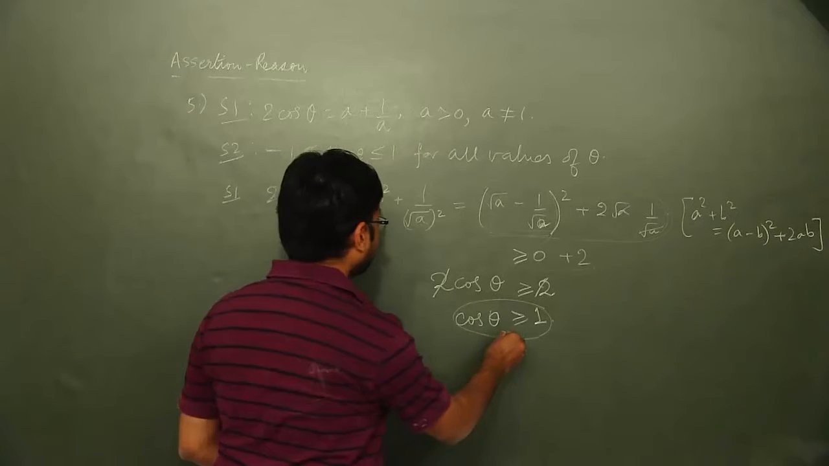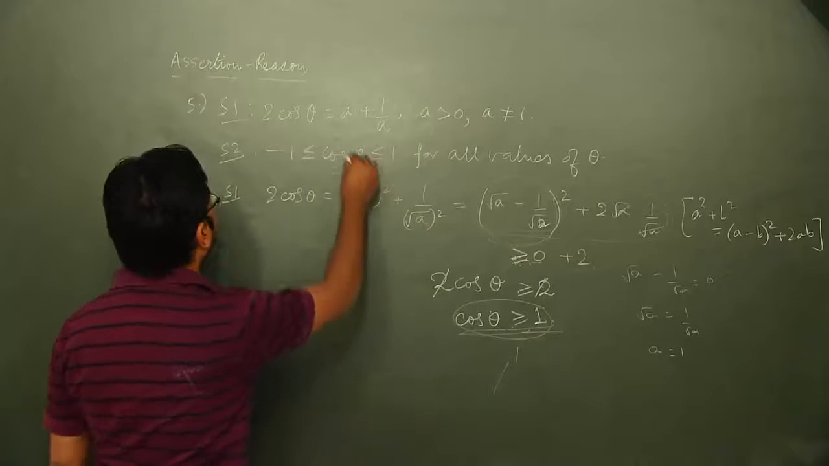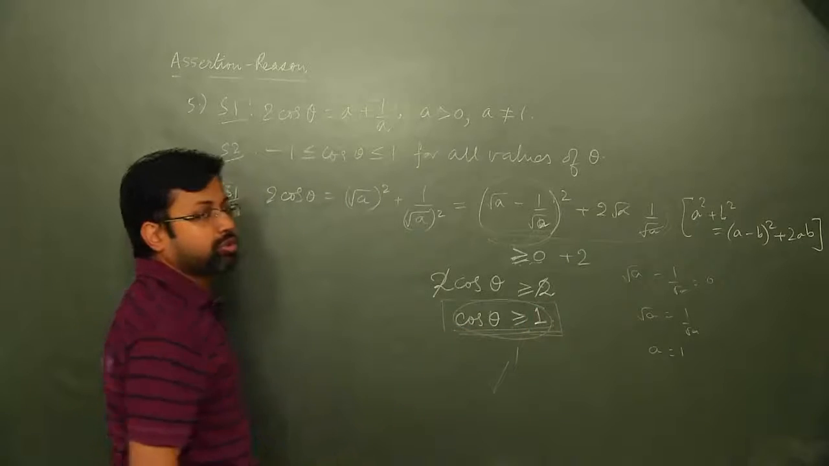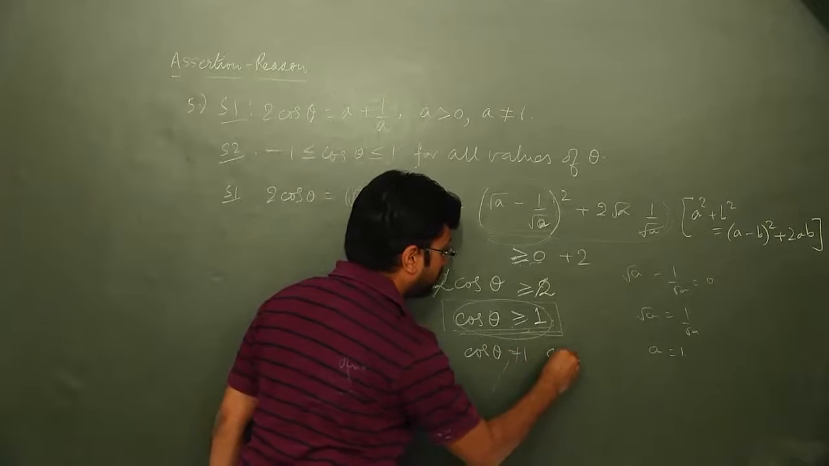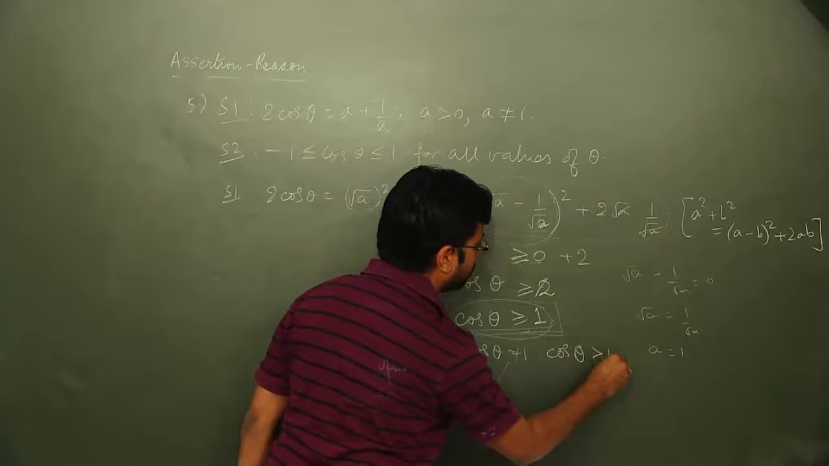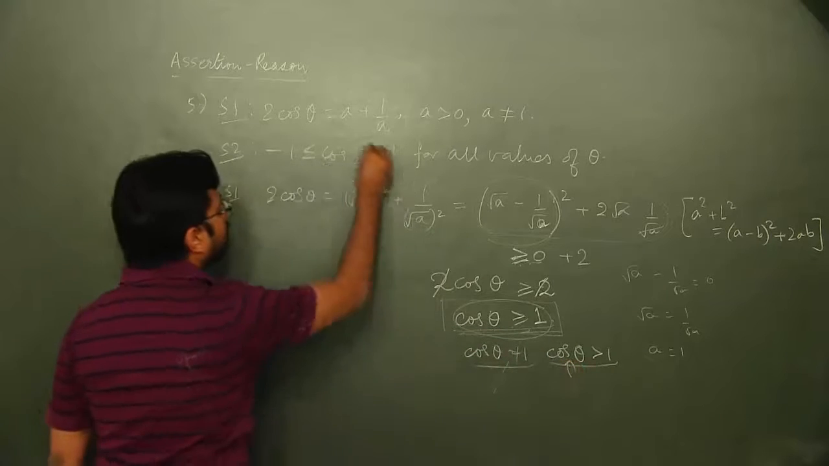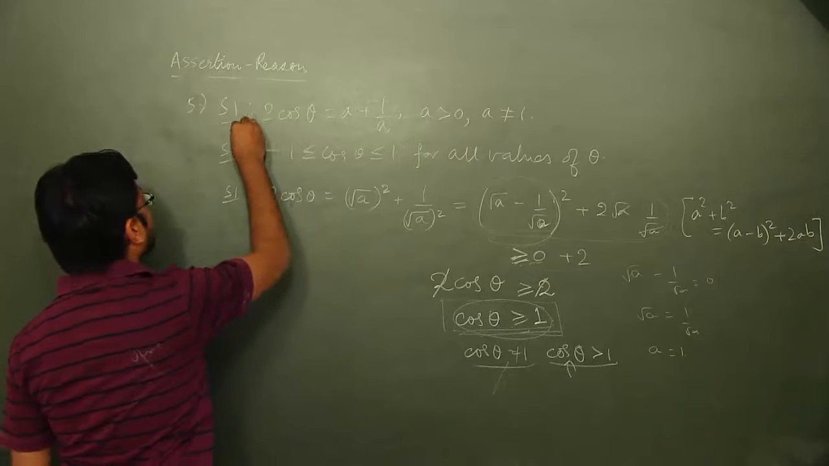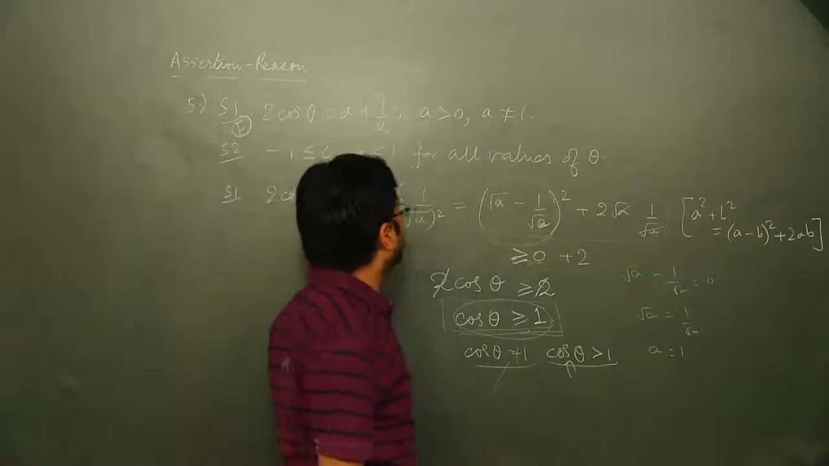So cos theta greater than or equal to 1 is what you get here. Is it possible? No, it is not always possible. The only possible value here is cos theta equal to 1. Cos theta greater than 1 is not possible. Hence, this statement is not true for these. So, if a statement is not true for any one condition, it is considered false. So, statement 1 is considered false.